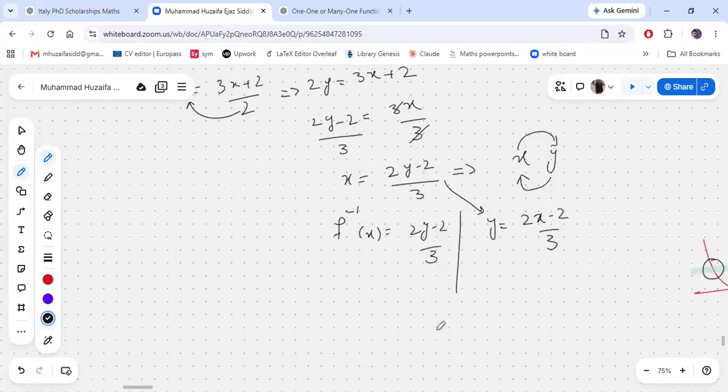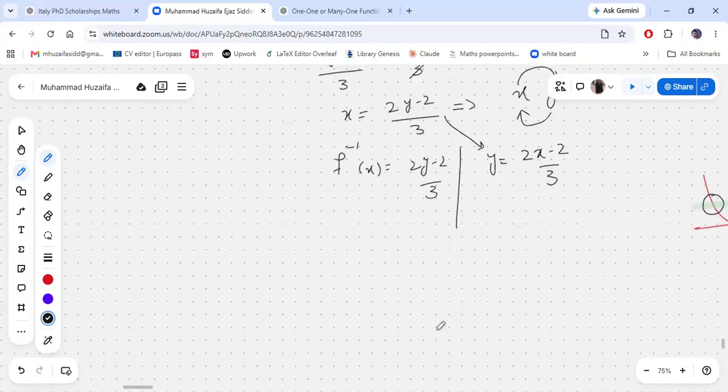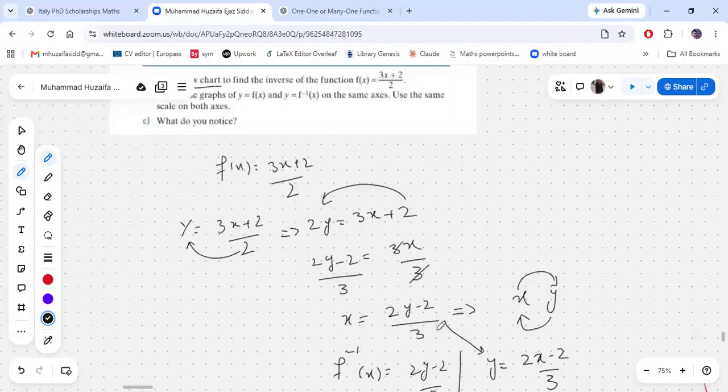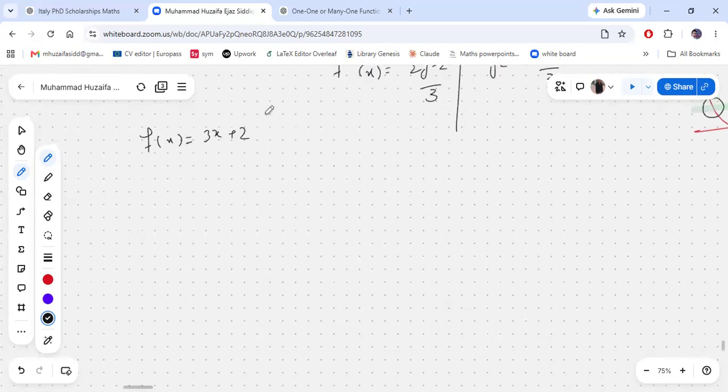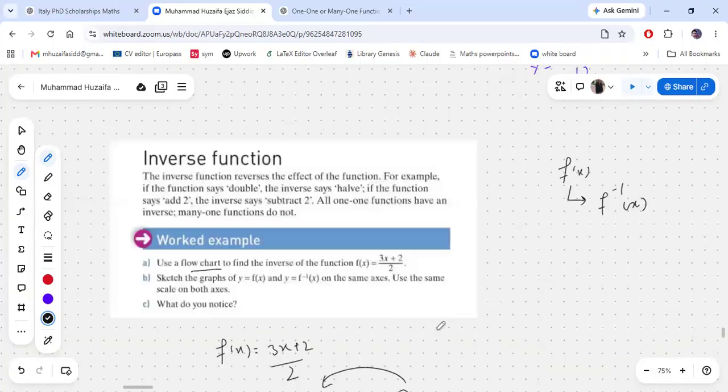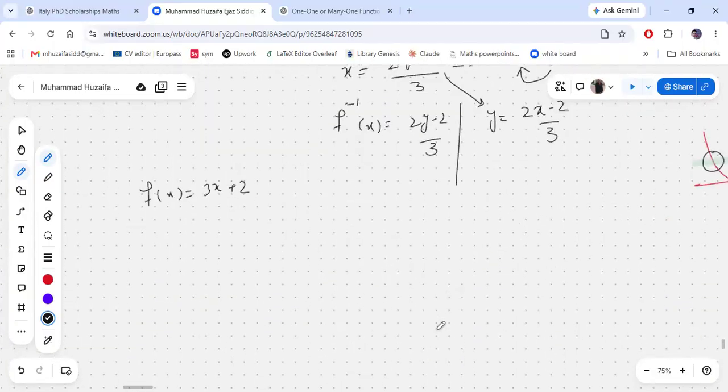So look here. Our original function f of x is equal to 3x plus 2 divided by 2, and our inverse function is f inverse of x is equal to 2 of x minus 2 over 3.